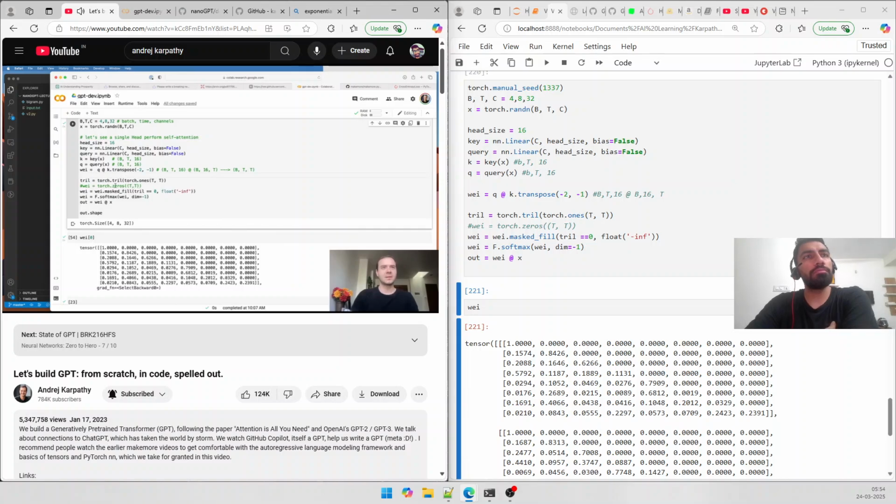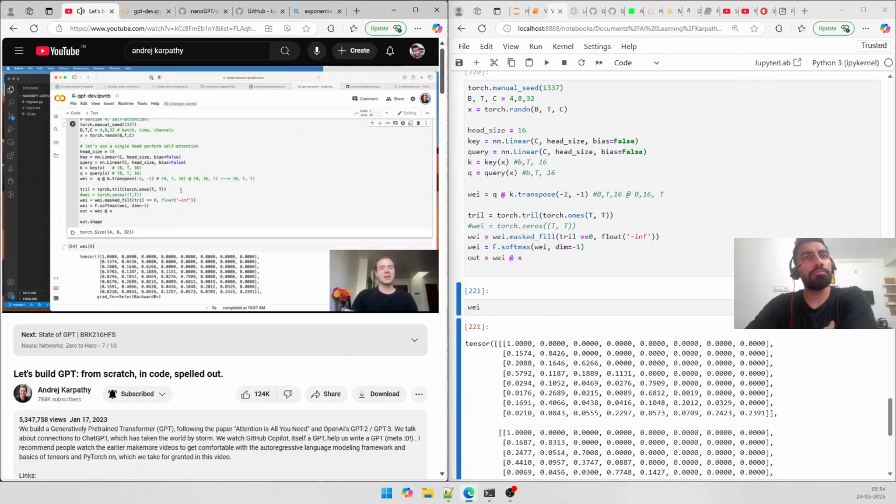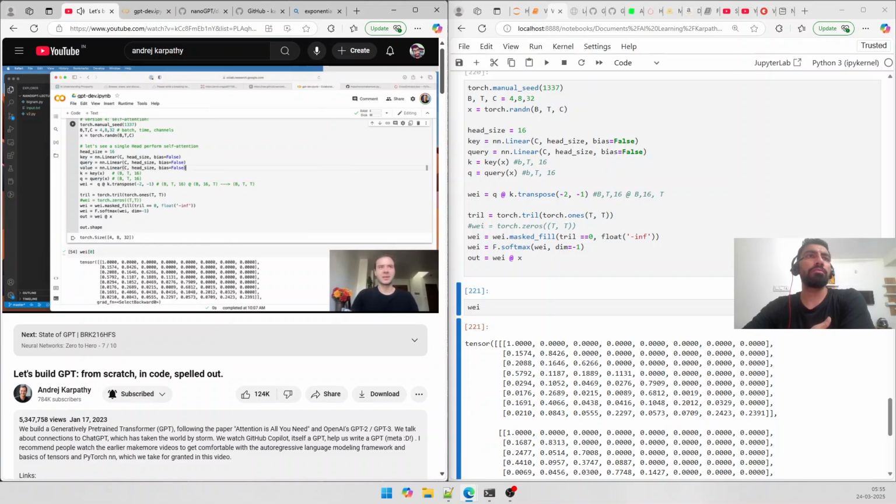So that's way, and it's not zeros anymore, but it's calculated in this way. Now there's one more part to a single self-attention head. And that is that when we do the aggregation, we don't actually aggregate the tokens exactly. We produce one more value here, and we call that the value. So in the same way that we produced key and query, we're also going to create a value.